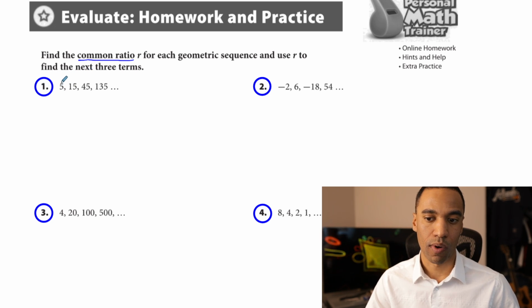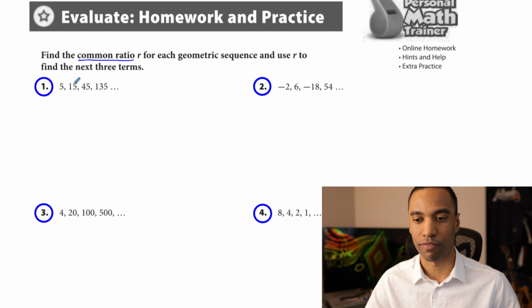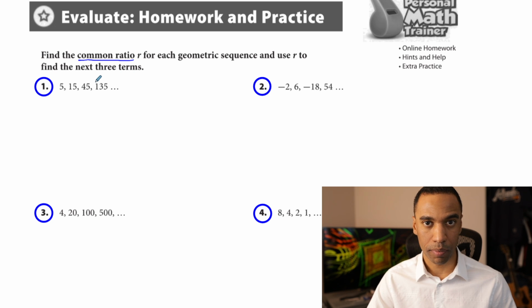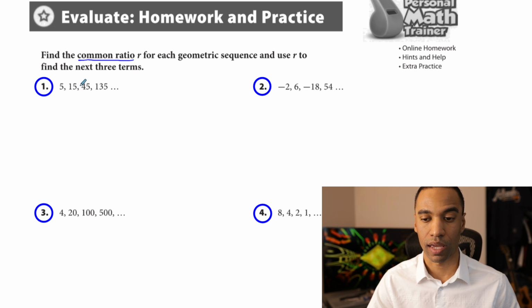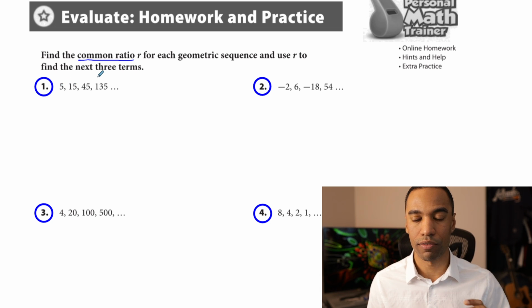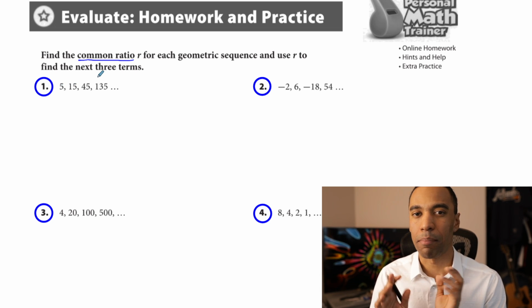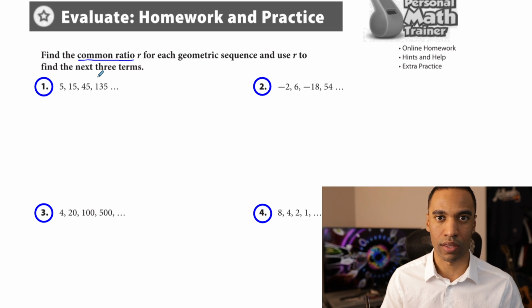In other words, in number 1, we have the numbers 5, 15, 45, and 135. It's clear to probably most that the number you're multiplying here is 3. And you would be correct. Now, if you're uncertain as to whether or not that's true, there are one of two ways you can figure that out. They both end up being the same thing, but whether you want to hear it one way or the other is up to you.